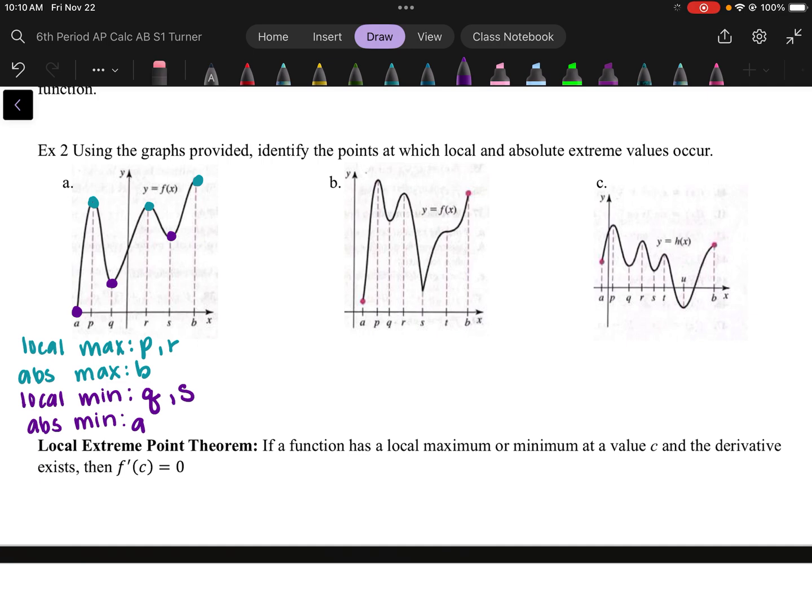I want you guys to try example 2B and example 2C. I will post the answers to 2B and 2C in the class notebook for you guys, but I want to be sure that you're practicing them so that if you have questions, I can answer them for you.